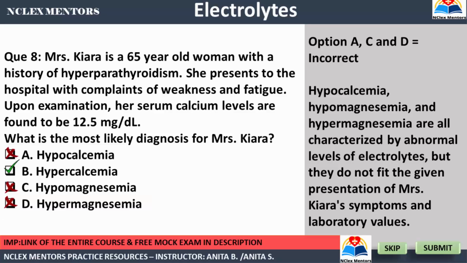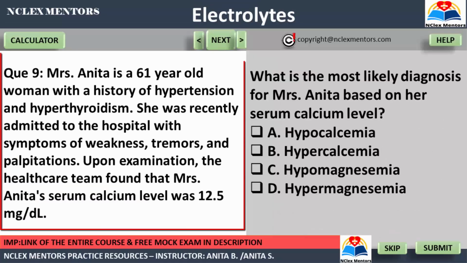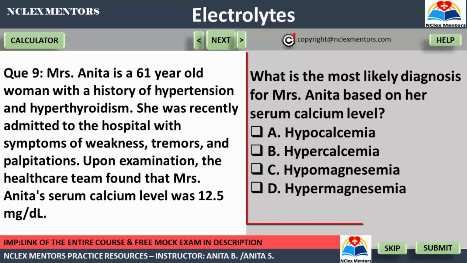Let us see another question for more practice. Mrs. Anita is a 61-year-old woman with a history of hypertension and hyperthyroidism. She was recently admitted to the hospital with symptoms of weakness, tremors, and palpitations. Upon examination, the healthcare team found that Mrs. Anita's serum calcium level was 12.5 milligram per deciliter. What is the most likely diagnosis for Mrs. Anita based on her serum calcium level?